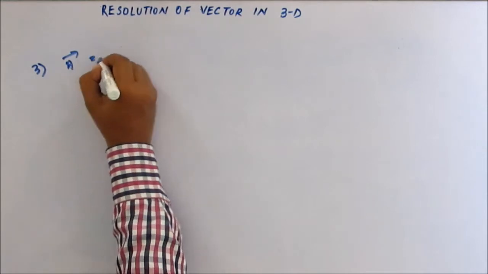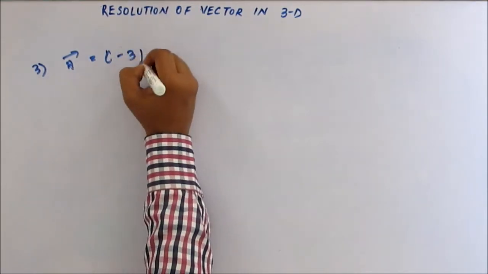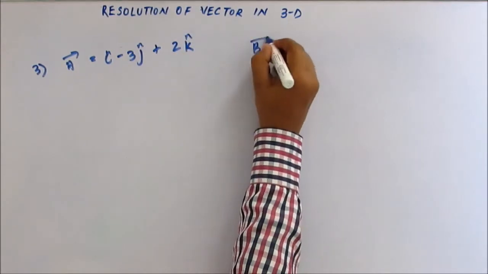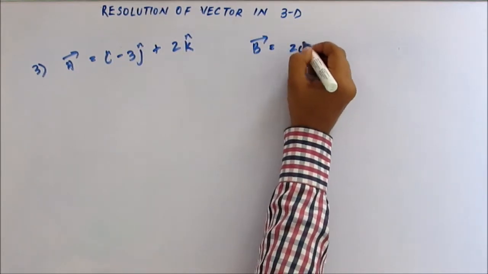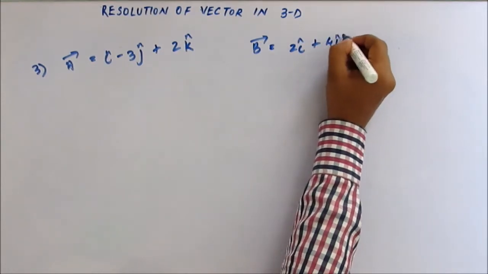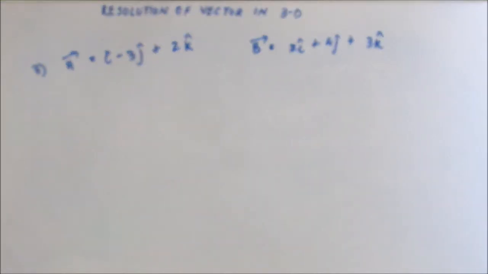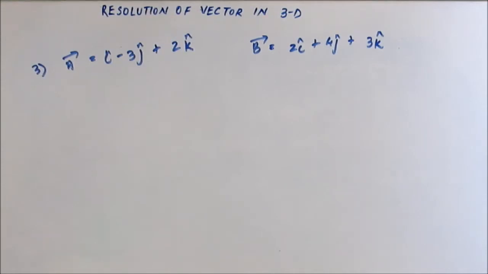Suppose there's a vector A equal to i cap minus 3j cap plus 2k cap, and there's another vector B equal to 2i cap plus 4j cap plus 3k cap. Now the question is, which vector should be added to these two vectors so that the sum of the three vectors would be a unit vector along the positive direction of the y-axis.